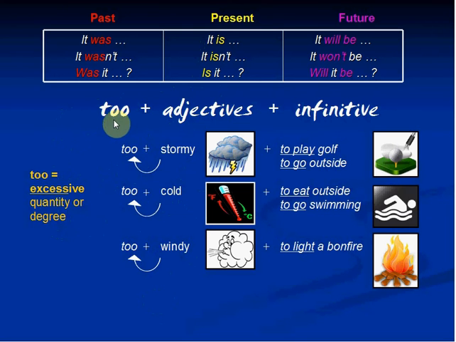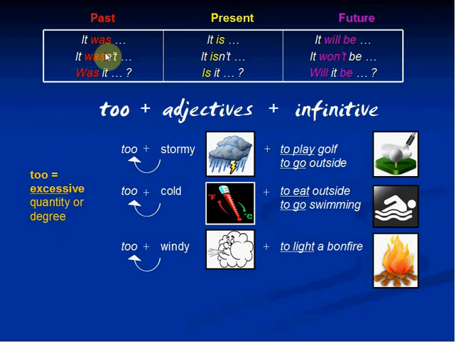So very often when we use too and an adjective, we complete our sentence with an infinitive. For example, it is too stormy to play golf. To here, to, is an infinitive. When you put to in front of a verb, it becomes an infinitive. So it's too stormy to play golf. It's too dangerous to go outside and play golf, for example. So here, did you see, instead of stormy, I put the adjective dangerous. So it's too dangerous to play golf when there are storms. It's too stormy to play golf and go outside.